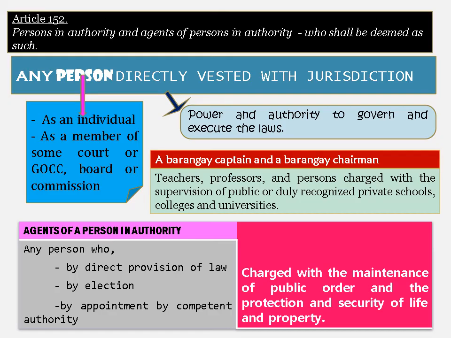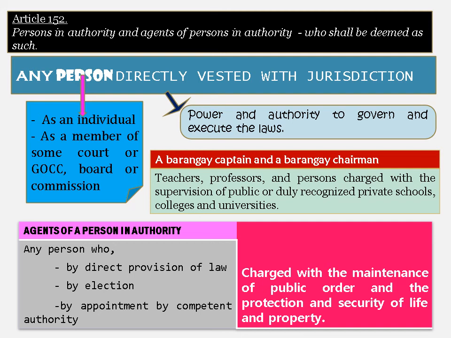So, just take note na yung persons in authority, dapat automatic papasok sa utak nyo na the crimes associated with persons in authority and agents of persons in authority are the direct assaults or indirect assaults. And the persons considered persons in authority have that power and authority to govern and execute the laws. So, example niyan, yun yung mga barangay chairman. And also, take note na even private individuals can be considered as persons in authority. So, yung mga teachers or professors hired by the recognized private schools, colleges, and universities are considered by law as persons in authority.